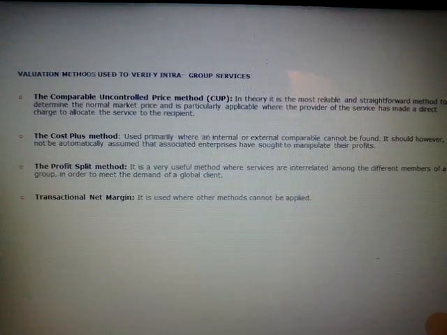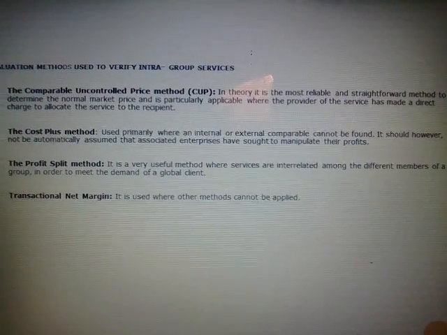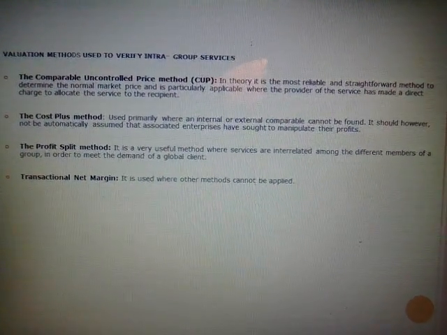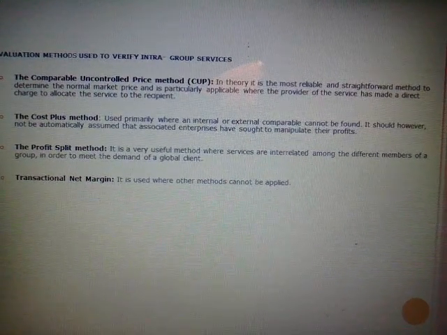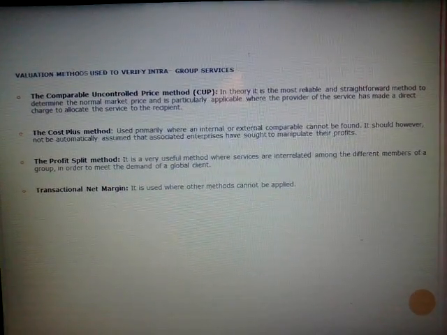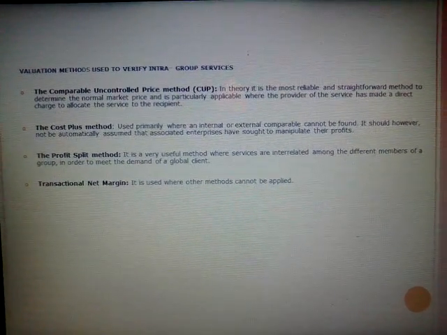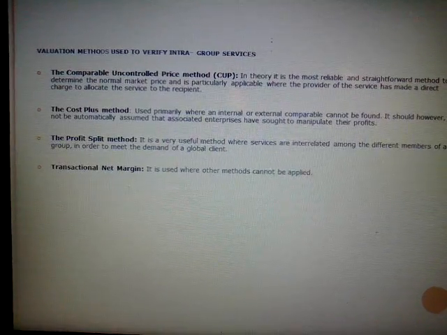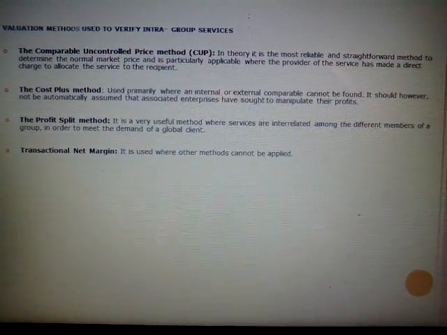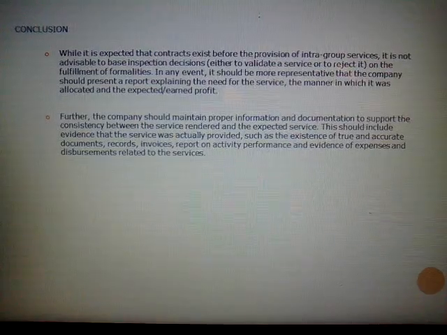Valuation methods used to verify intra-group services. The comparable uncontrolled price method, CUP. In theory, it is the most reliable and straightforward method to determine the normal market price and is particularly applicable where the provider of the service has made a direct charge to allocate the service to the recipient. The cost-plus method, used primarily where an internal or external comparable cannot be found. It should, however, not be automatically assumed that associated enterprises have sought to manipulate their profits. The profit split method, it is a very useful method.